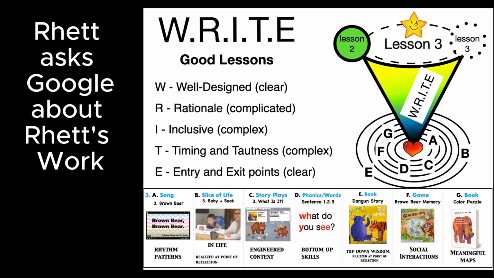But then, and this is where the diagram does something I didn't expect, immediately after bottom-up skills, we go to ebook. But it's not the Brown Bear book yet. It's a book about the Dangun story. Right. The visual shows a book cover with a blue bear and a tiger. This is the Korean Foundation myth. The myth of Dangun involves a bear and a tiger praying to become human. And the label here is top-down wisdom. Contrast that with D, bottom-up skills.